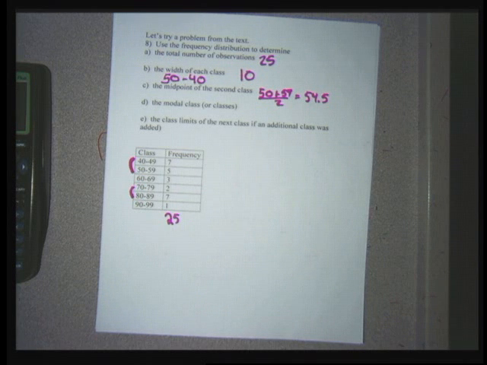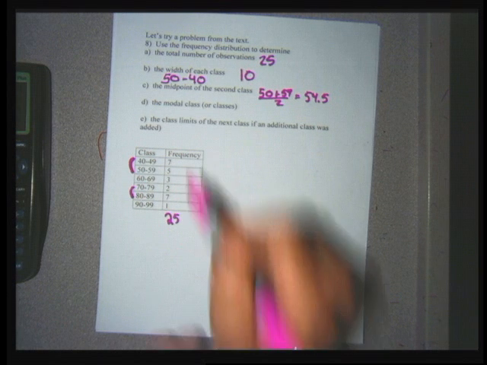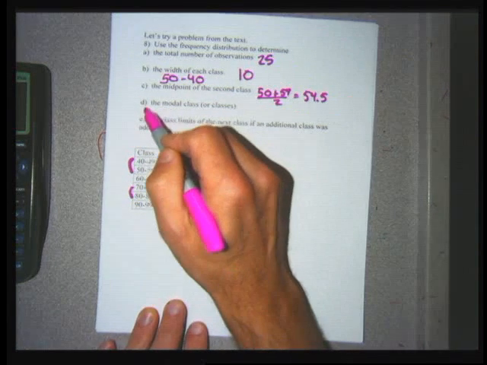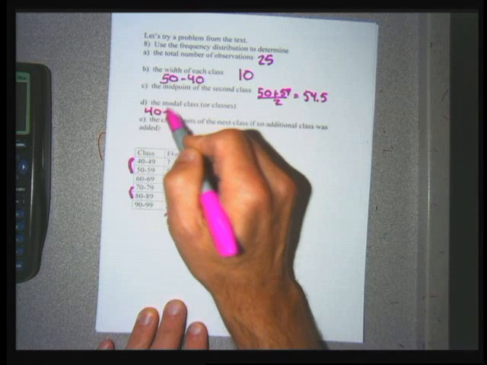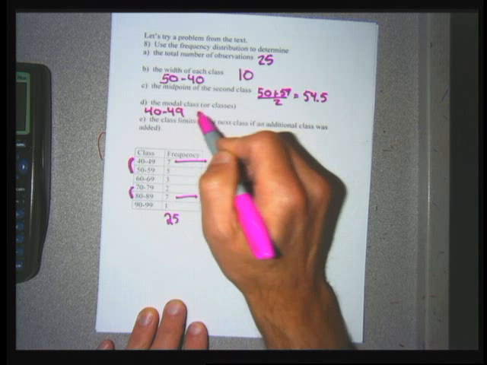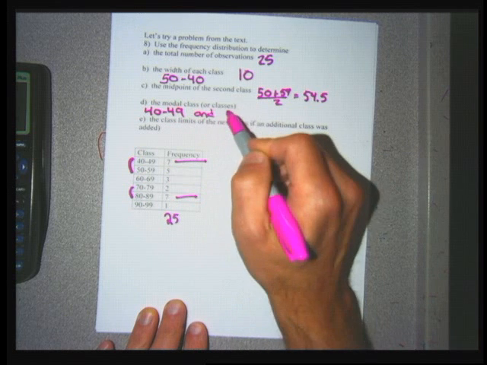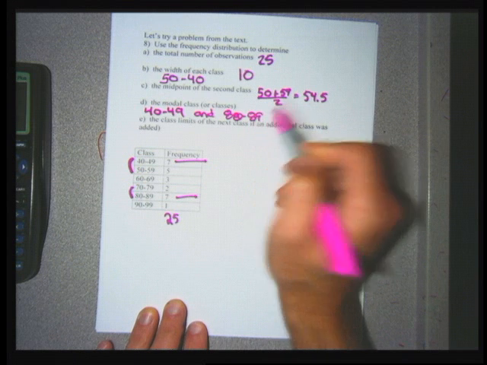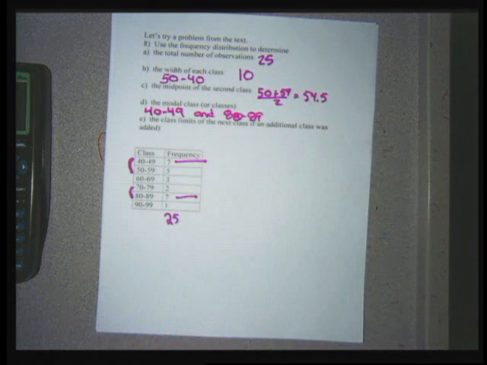D says, what's the modal class? The modal class has the most frequencies, or the highest frequency. This is bimodal. So I'd say there are two modal classes, the class between 40 and 49 and the class between 80 and 89, because those both have frequencies of 7. I think once we get up to trimodal, if there were 3 classes that had a frequency of 7, I'd probably list them all.